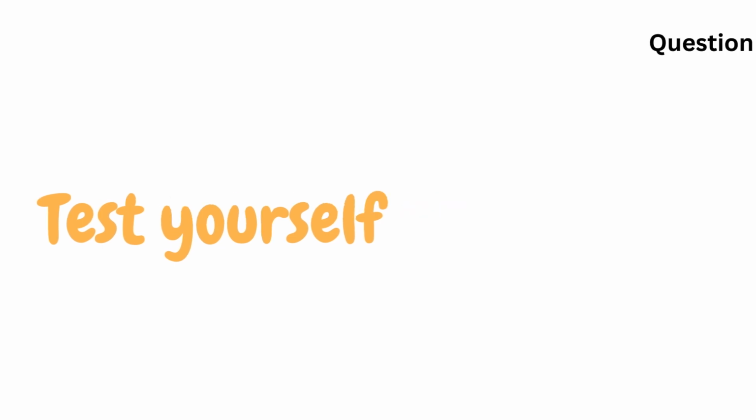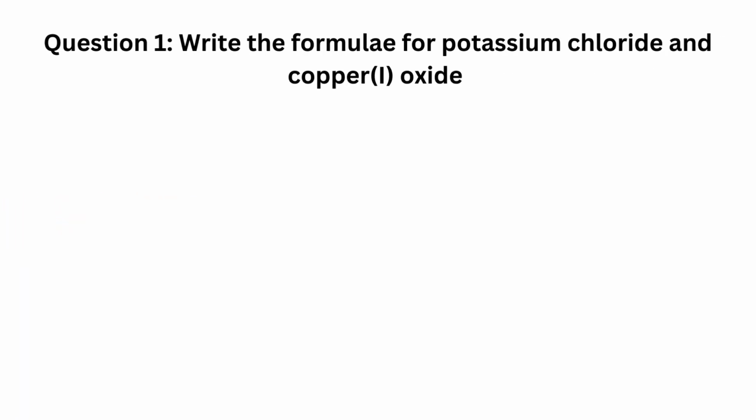Now that we've covered the basics of ionic bonding, naming ions and ionic compounds, and writing their formulas, it's time to test your understanding with a few questions. Grab a pen and paper, and let's see how well you've grasped the concepts. Question 1. Write the formulae for potassium chloride and copper(I) oxide. Pause the video if you need more time to think.